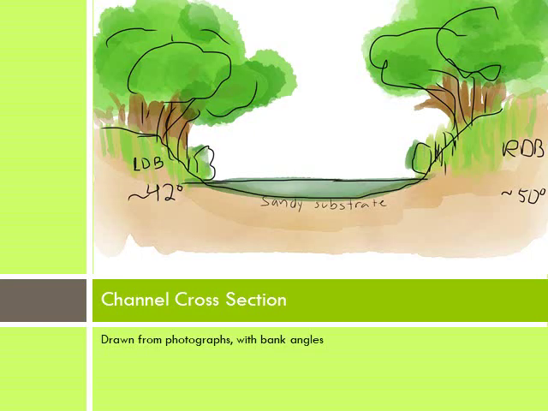Because I wasn't able to visit the site in person, I made this sketch of the channel based on the above pictures, and from there I was able to measure the angles of the bank with a protractor on the image. As you can see, the left descending bank is about 42 degrees and the right descending bank is about 50 degrees.